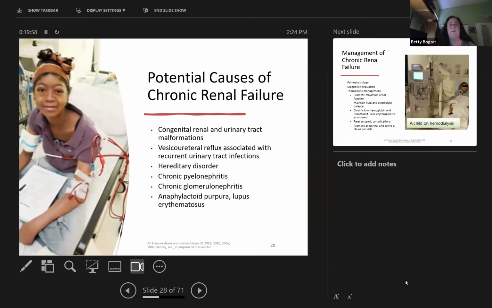Why do we have chronic renal failure? Well, it could be congenital, you're born with it, but it could be that vesicoureteral reflux, the bladder up the ureters, it kills the kidneys if we don't get it treated right away. Could be hereditary, I've seen that a bit, or we have chronic pyelonephritis, which is a bad infection of the kidneys, or chronic glomerulonephritis, same thing. And also remember, it could be an anaphylactoid purpura, could be an anaphylactic reaction, could kill one of the organs, which could be the kidneys. And of course, lupus. Lupus can kill any organ.